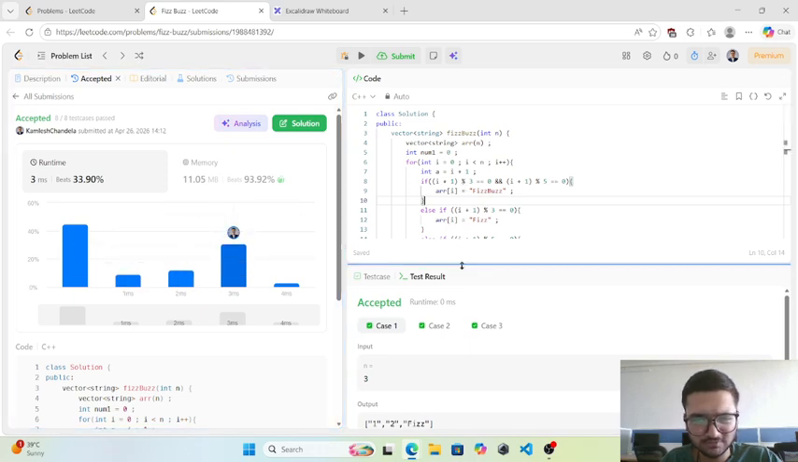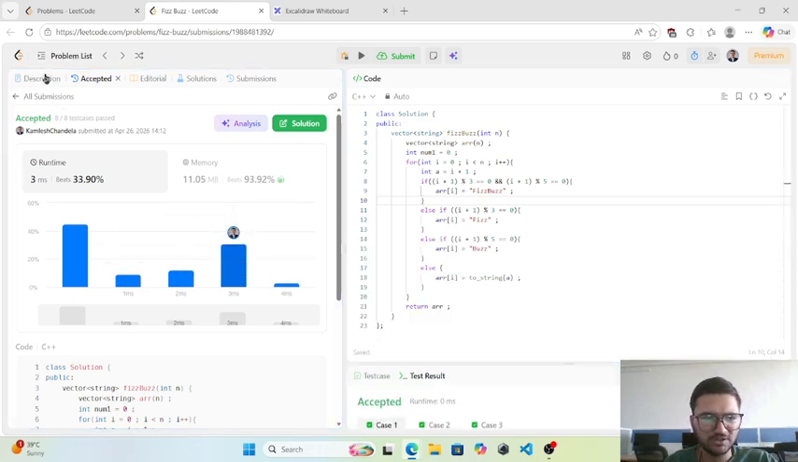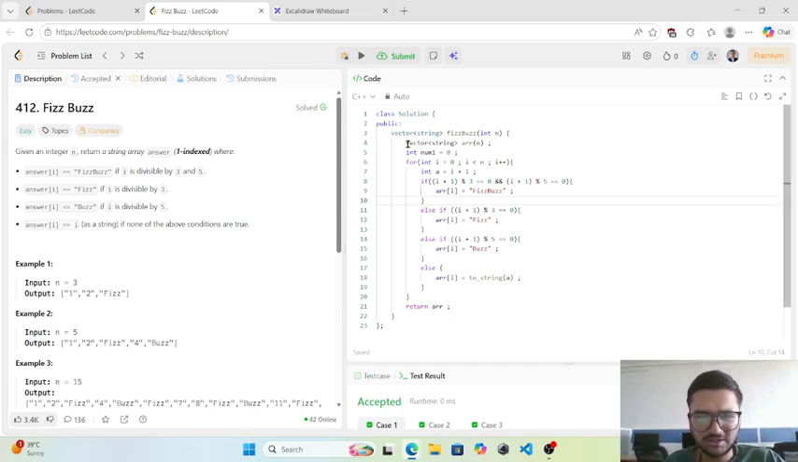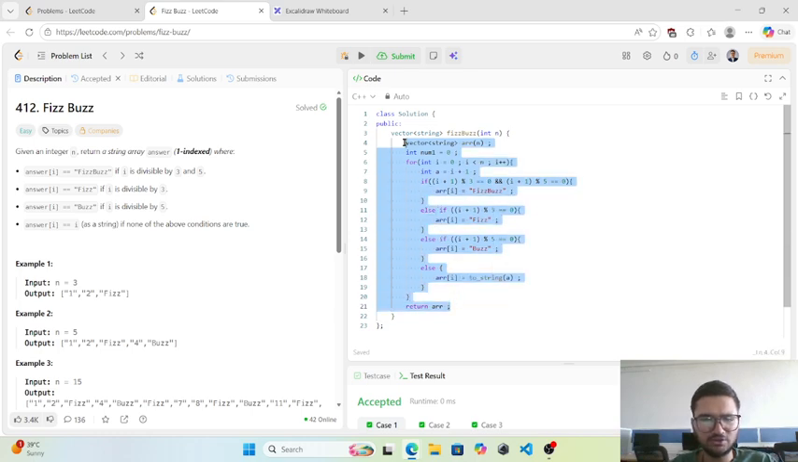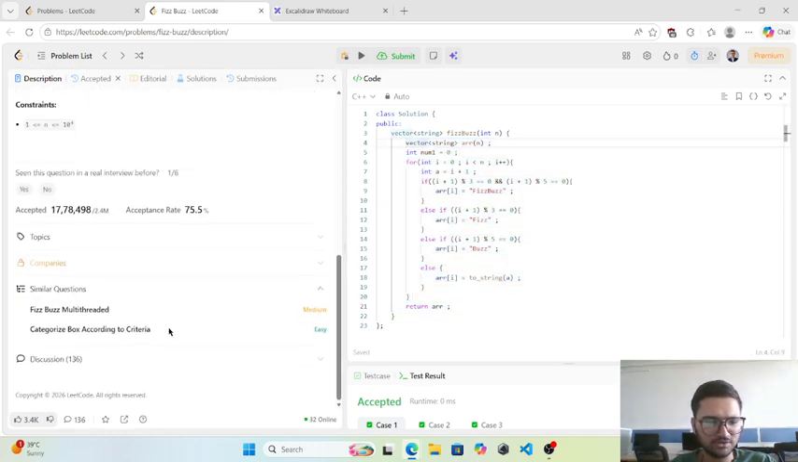So this is a very beginner-friendly question. It is a very simple question, and its solution is very simple. You should practice some similar questions like this.